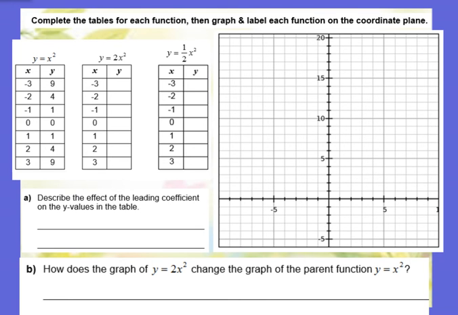So at this time, I'm going to ask you to pause the video so that way you can use your calculator, get your table of values for this one. Same thing, and get the table of values for this one, and plot your points and create your quadratics. So please practice this at this time and pause the video.